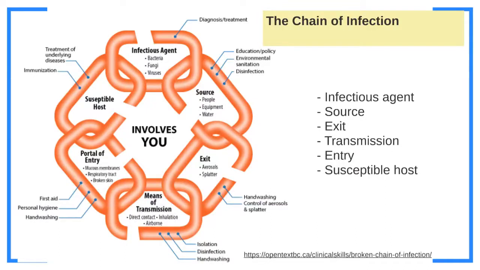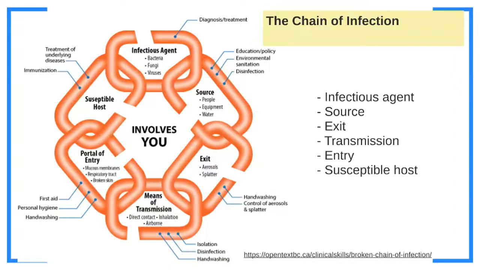You need to have some way of that organism entering the next individual, so that maybe through the mucous membranes, the respiratory tract, broken skin. And then you have the new host, and that is the individual who is now going to get sick. So you'll see that there are these links that can be broken.